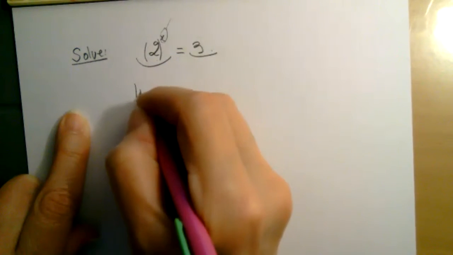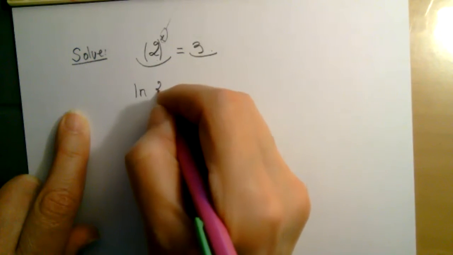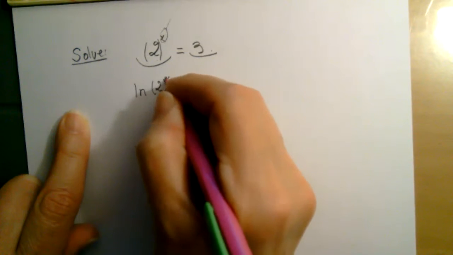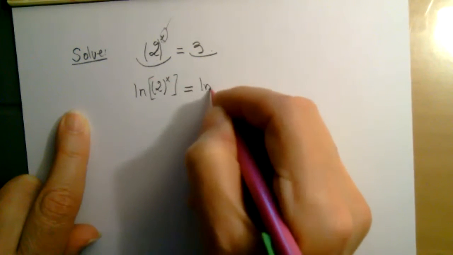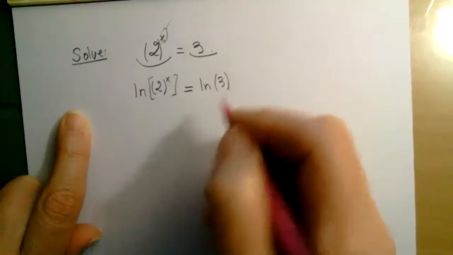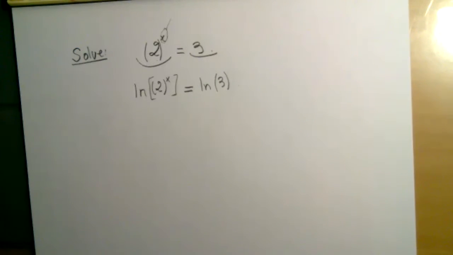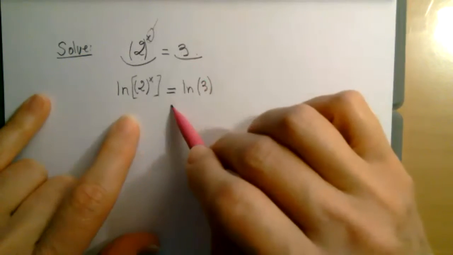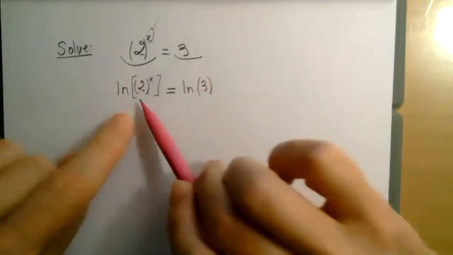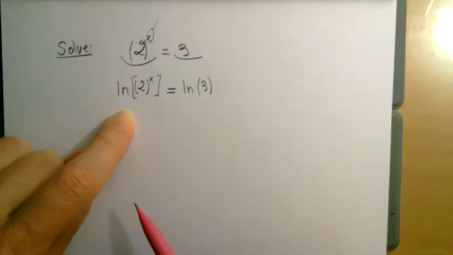It means the natural log of this is equal to the natural log of 3. And why do we do that? What's the importance of this step? What's going to be the most important step? If 2 numbers are equal, their natural logs are equal.